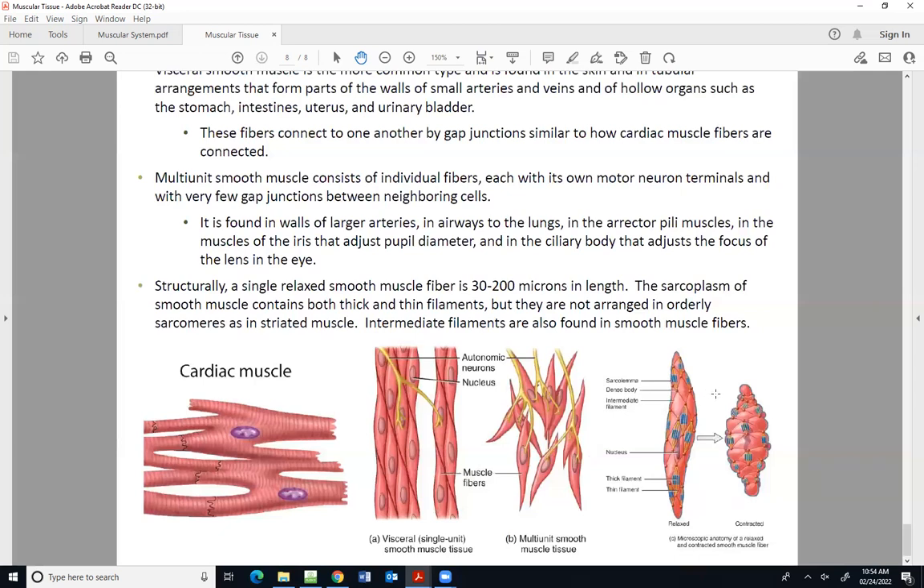As far as the pictures on this page, don't worry about them either. So just a little bit of information on those two types of muscle. And with that, we'll call it a day.